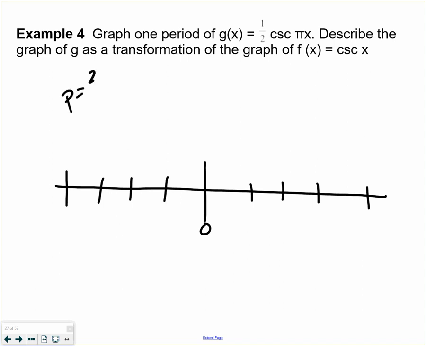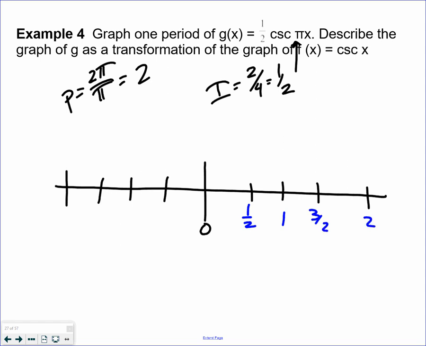Period length. Period length is always 2 pi divided by b. So in this case, the period length is 2 because the b value, there is something being multiplied with x. Increments. Increments in this case is always period length divided by 4. So I'm going to add a half each time. So adding a half, adding a half, subtracting a half. Sorry, 2.